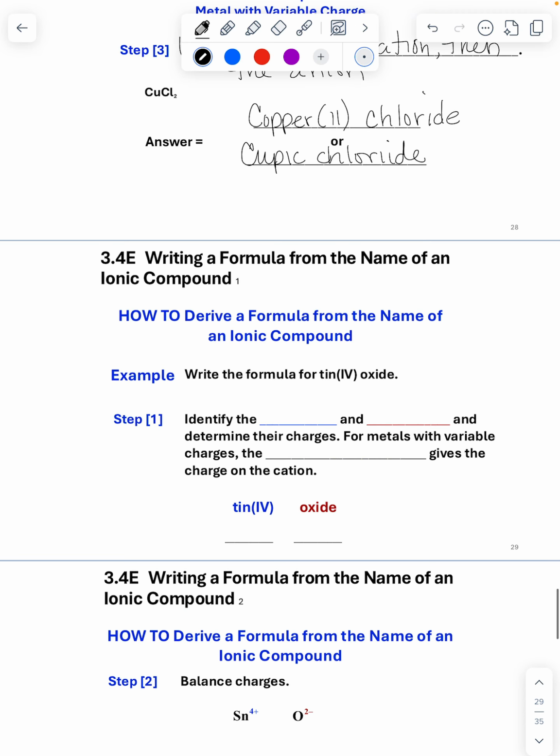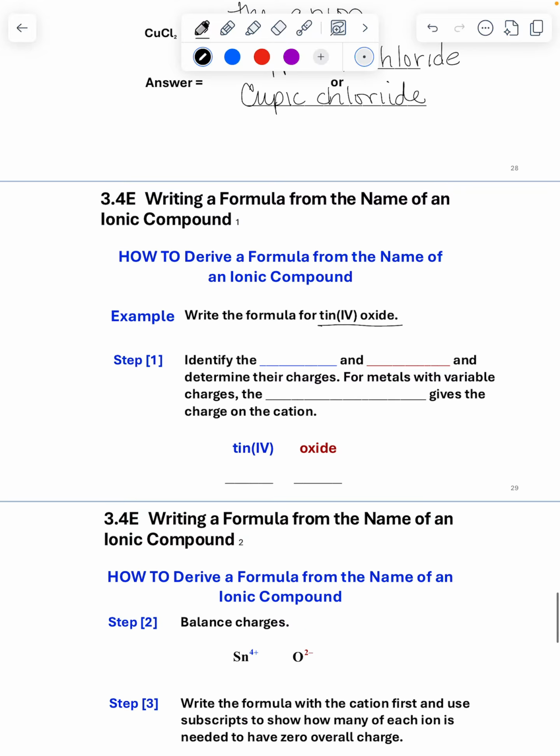All right, next we want to look at how to come up with the formula if we've been given the name, how to derive the formula from the name. And so we see here we have the name tin, Roman numeral 4, oxide, tin(IV) oxide.